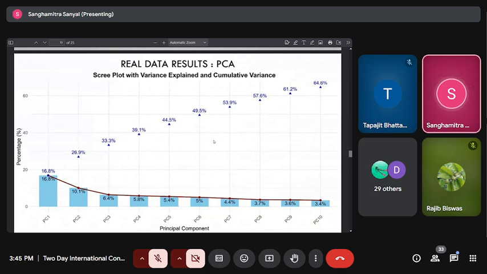On performing PCA, again you can notice that even the real data is extremely multidimensional, and even after taking 10 principal components, only 64.6% of the variation has been explained.